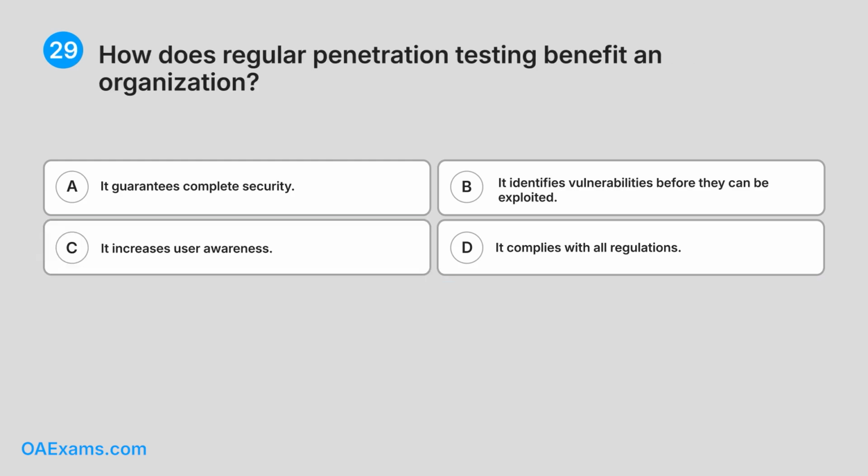29. How does regular penetration testing benefit an organization? A. It guarantees complete security. B. It identifies vulnerabilities before they can be exploited. C. It increases user awareness. D. It complies with all regulations. What do you think is the answer?